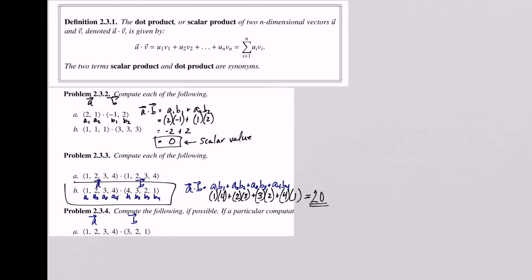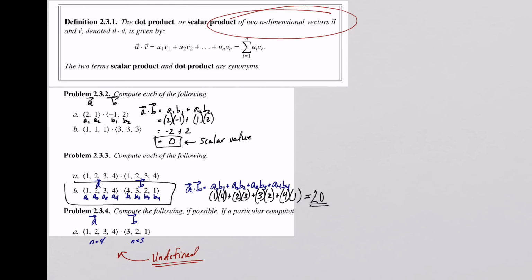For A, we would say that n is equal to 4, and for B, we would say that n is equal to 3. And so up here at the top, where we talk about the scalar product of two n-dimensional vectors, they've got to be of the same dimension. We simply can't perform the operation if the dimensions don't match. So for this problem, this is undefined, and we can't compute it.